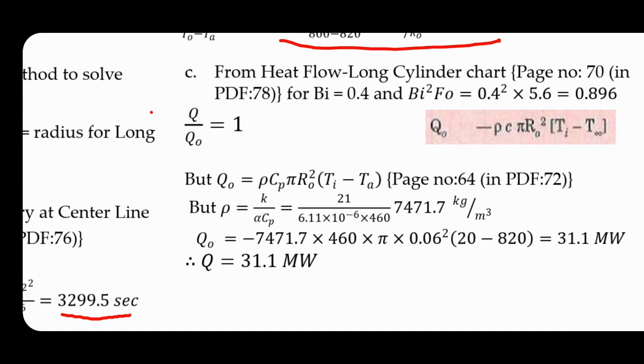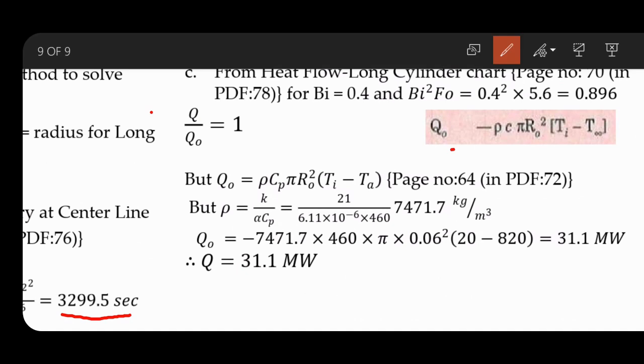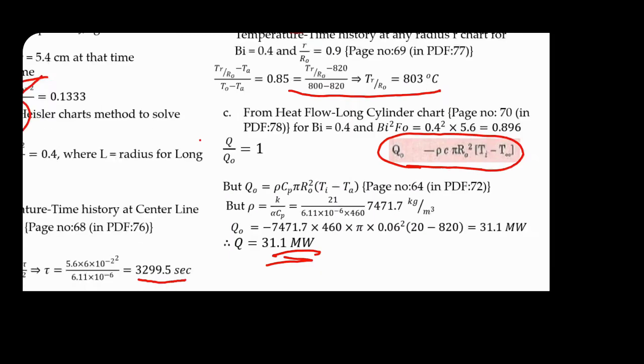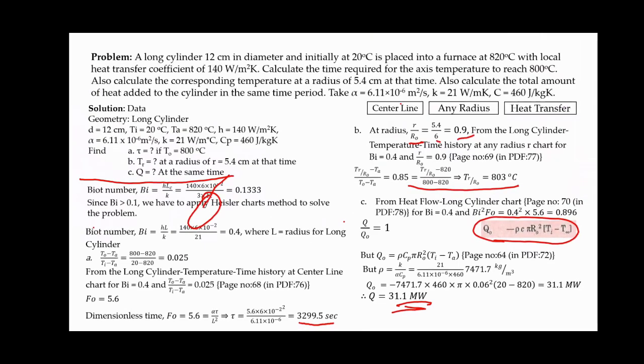In the q naught equation we have a negative sign, so you can see it here. So I'll use that. When I substitute the value, I'll get q naught as 31.1 megawatts, and since q by q naught is equal to 1, q will be equal to 31.1 megawatts. So this is how we need to solve a long cylinder problem using charts.